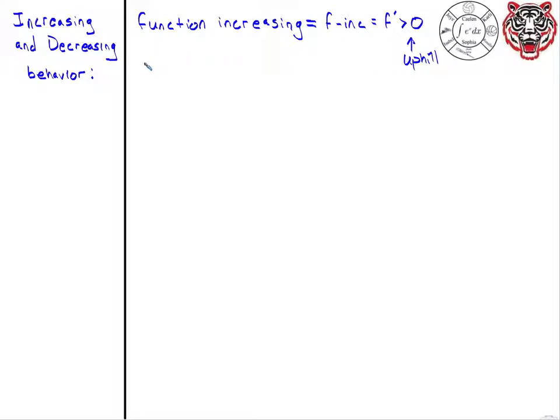Because in our culture, we always read left to right. If you're in a different culture, different language, you might read right to left and it might be different. That's a weird tangent. Okay, coming back. Function decreasing.